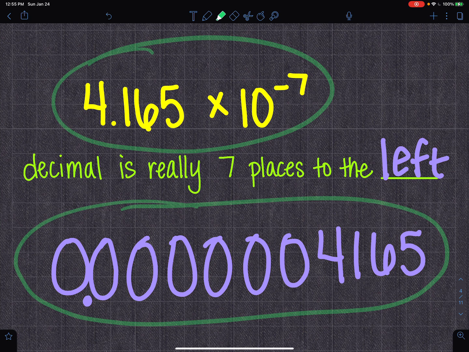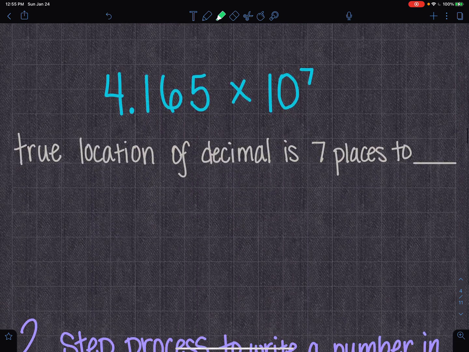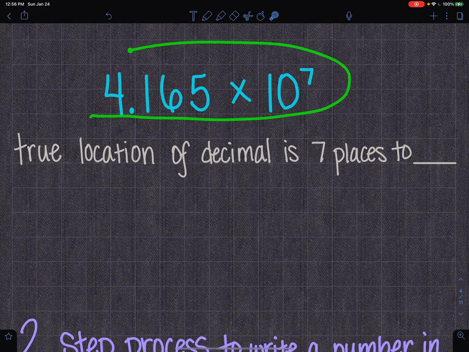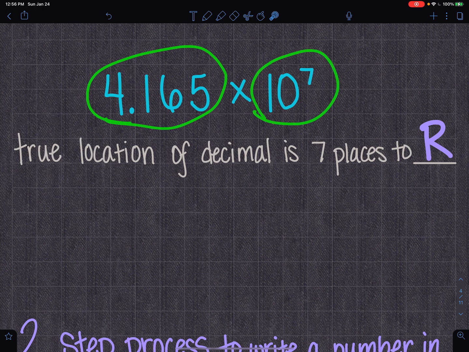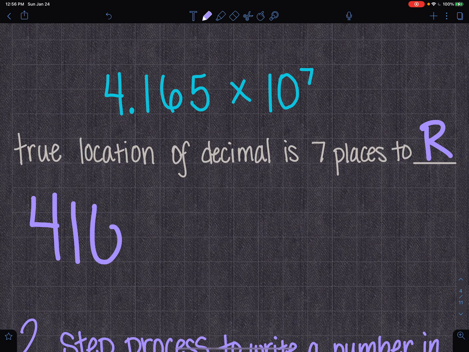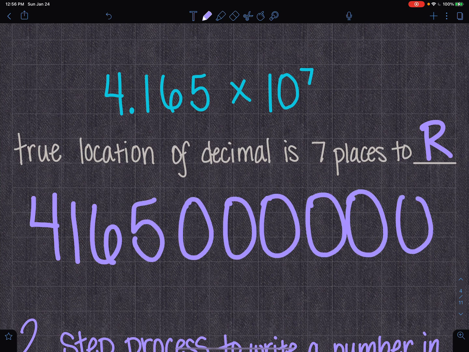Okay. Now, what if you see this? 4.165 times 10 to the 7th. That means the location of the decimal is 7 places to the right this time, right? Because you're multiplying this number by a super humongo number. All right, so let's see if I can do this again. 4165, I'm going to add a buttload of zeros. Okay, well, we'll try that.